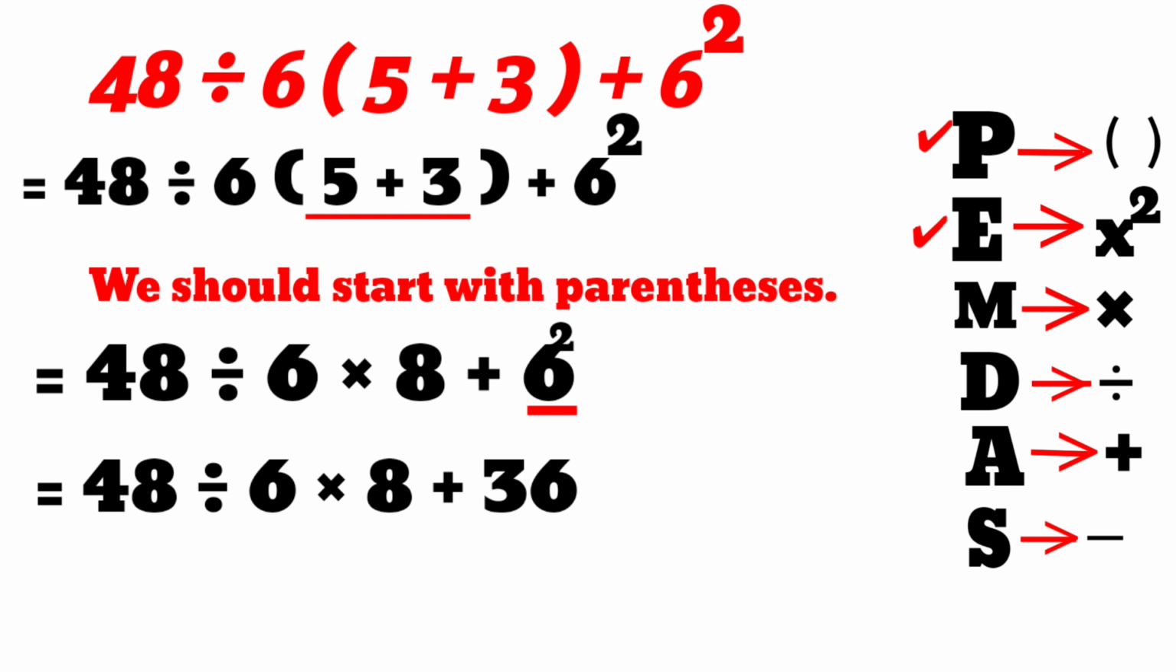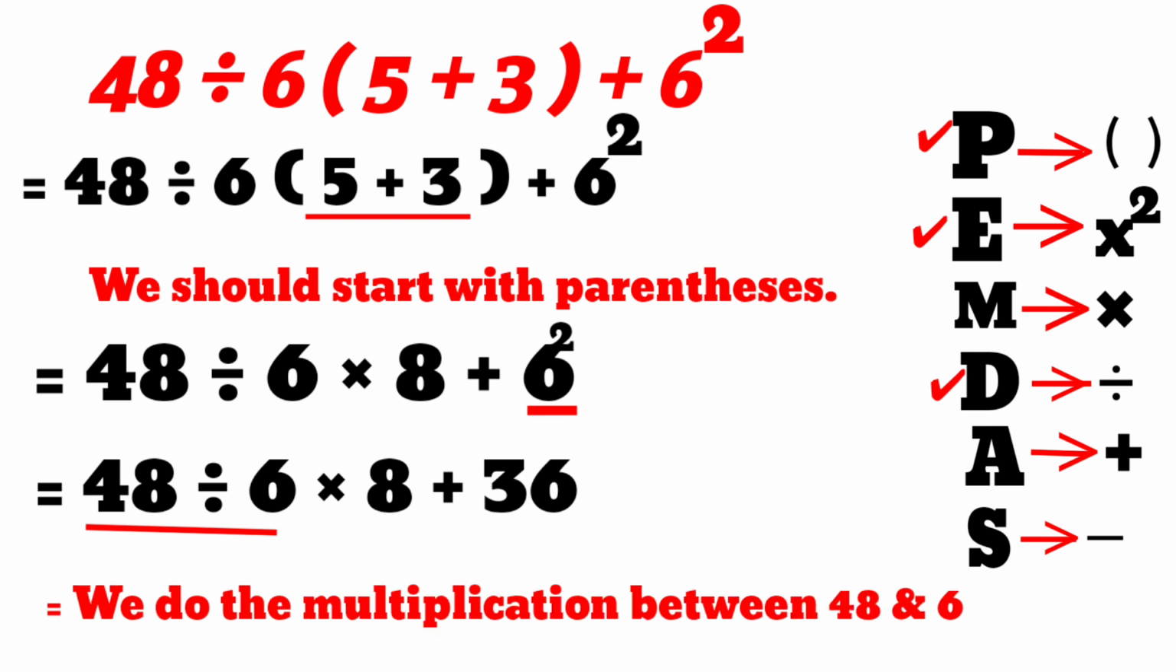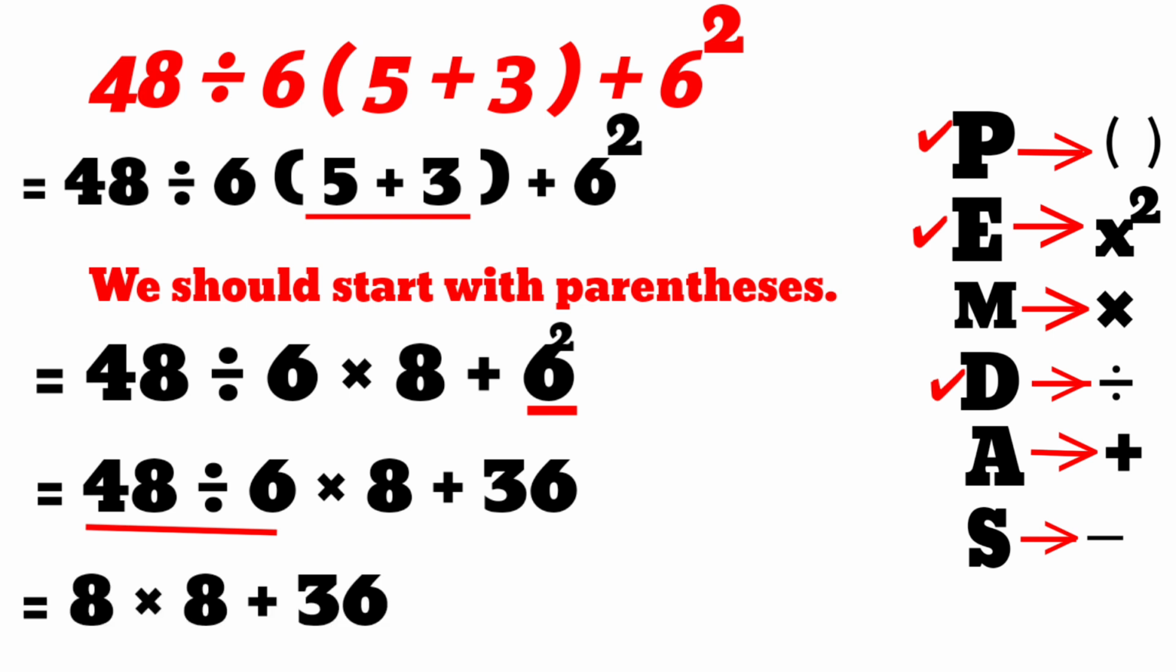Multiplication and division hold the same equal priority. So, we must start from the left and move towards the right. Perform these operations in order. D stands for division. Now, we do the division between 48 and 6. 48 को 6 से डिवाइड करने पर we get answer 8, which is equal to 8 times 8 plus 36.